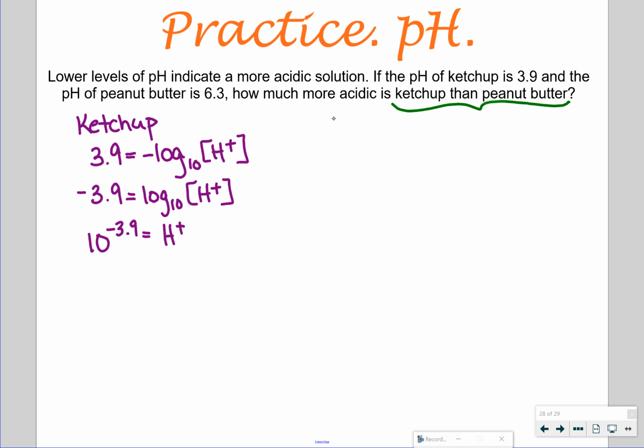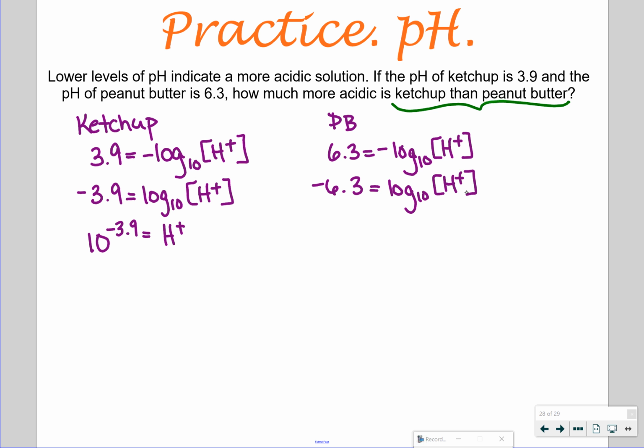Okay, then we're going to look at peanut butter. Very similar. This time it's 6.3. You're probably going to notice there's a pattern to these each time. It's going to make your homework problems pretty easy. Divide through the negative. And then write with exponents. 10 to the negative 6.3 equals H plus.